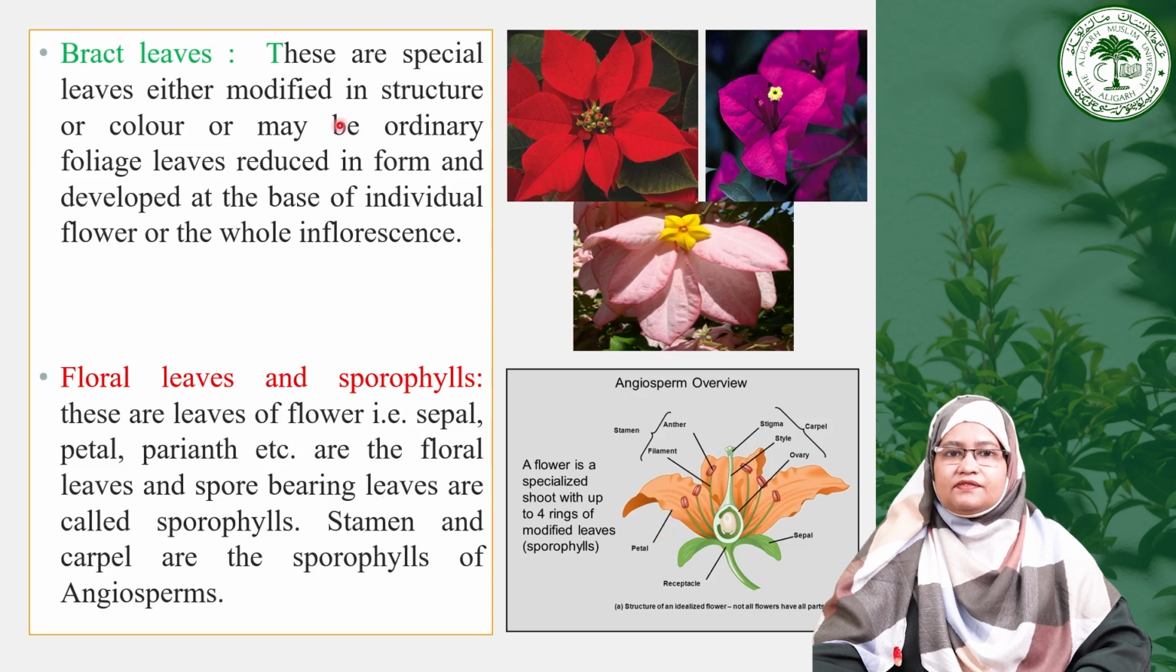Then bract leaves, these are special leaves that modify into structures or colors other than ordinary foliage leaves. You can see these are the colored structures, these are the bract leaves. You can see here all these colors are due to the bract leaves.